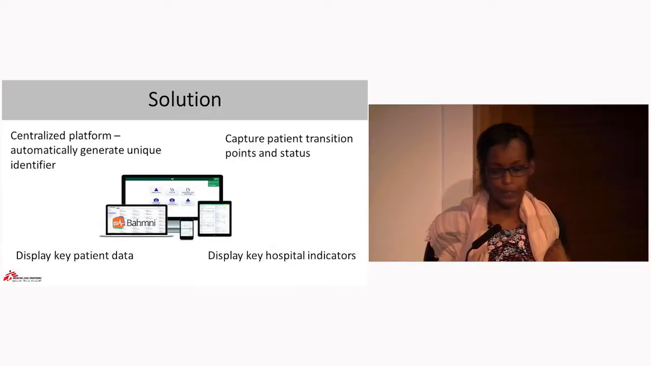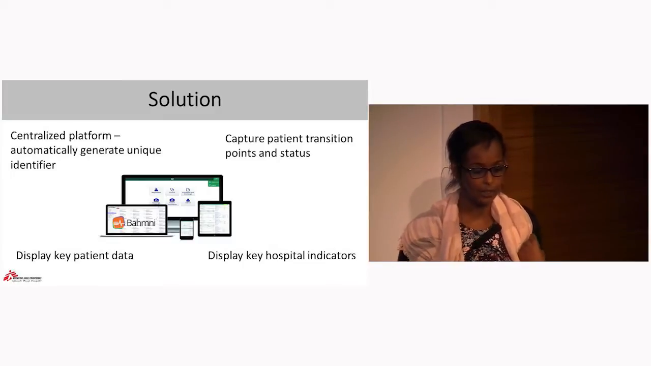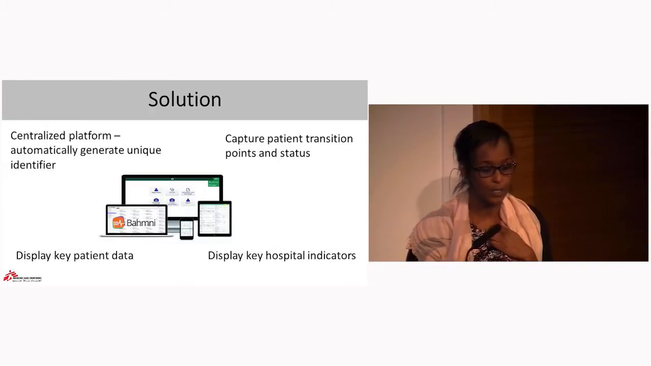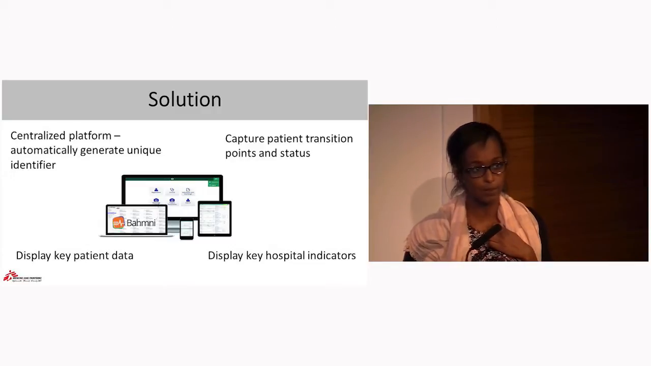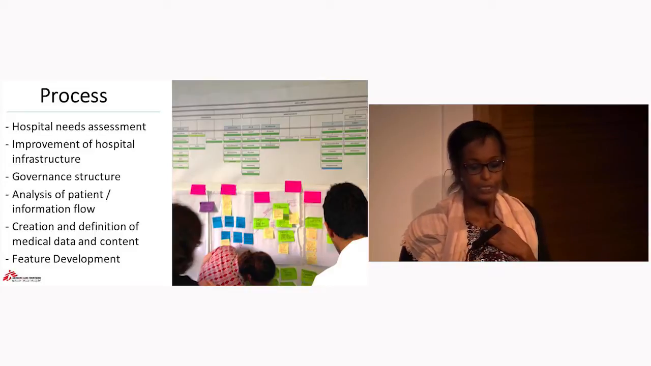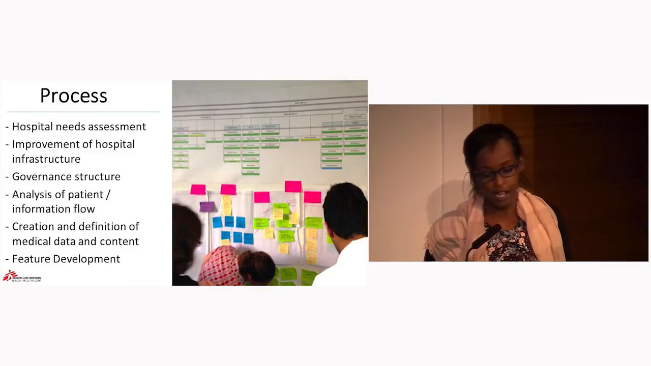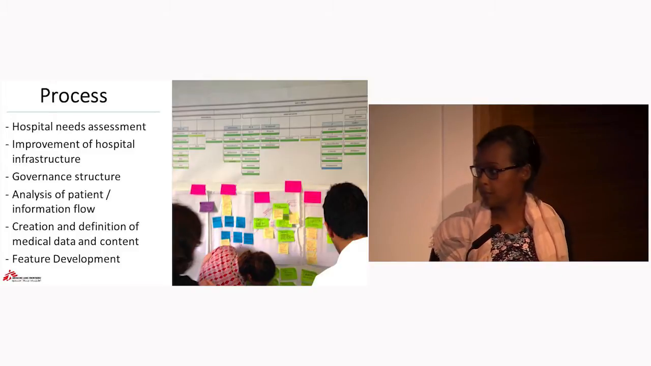The solution proposed was BOMNI, which is an open source EMR system that's been developed by a company in India. The overarching goals of this implementation of BOMNI were to provide a centralized platform which can automatically generate a unique identifier, capture patient transition points and statuses, display key patient data, and then display key hospital indicators. Prior to the implementation process, there was an extensive hospital needs assessment performed in conjunction with ThoughtWorks, a software and technology company in India, and key hospital stakeholders. At the end of the needs assessment, an implementation timeline was proposed, identifying key requirements specified by the hospital team.